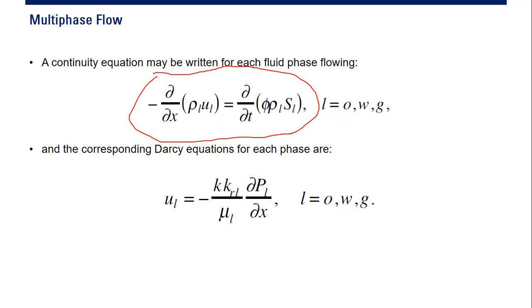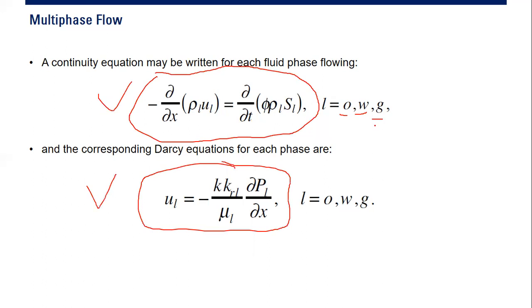The flow equation is the same, but for three phases: for oil, for water, and for gas. The corresponding Darcy equation for each phase can also be written typically like this. The form of the equation looks the same, but it is applicable for the oil, the water, and the gas. So each phase has its own equation.